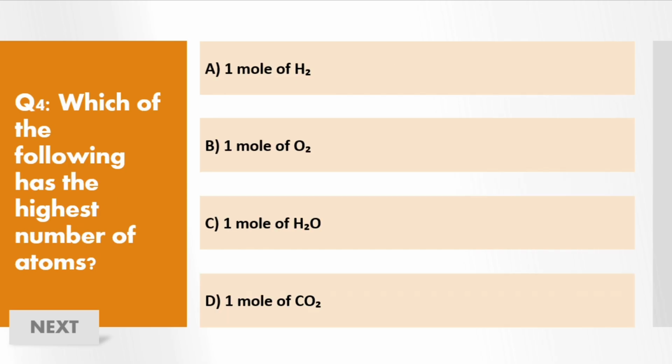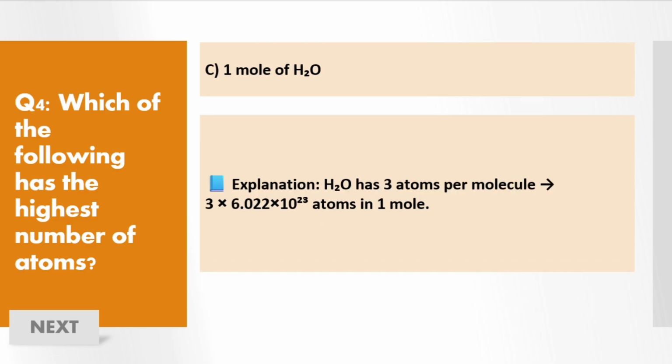Q4. Which of the following has the highest number of atoms? A. 1 mole of H2, B. 1 mole of O2, C. 1 mole of H2O, D. 1 mole of CO2. Correct answer: C. 1 mole of H2O. Explanation: H2O has 3 atoms per molecule, so 3 times 6.022 × 10^23 atoms in 1 mole.